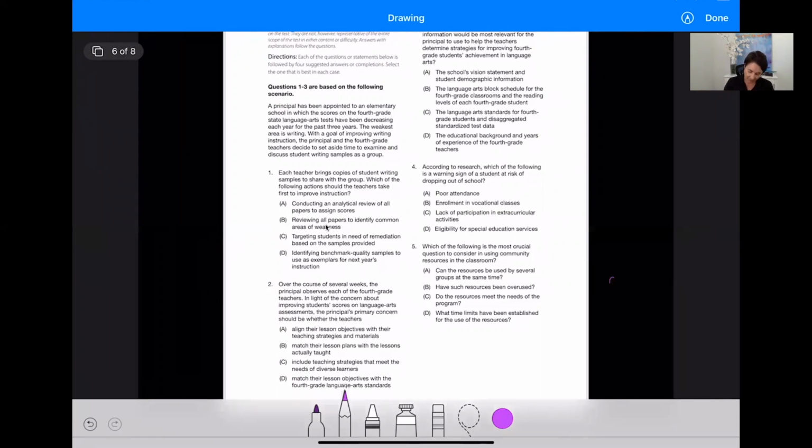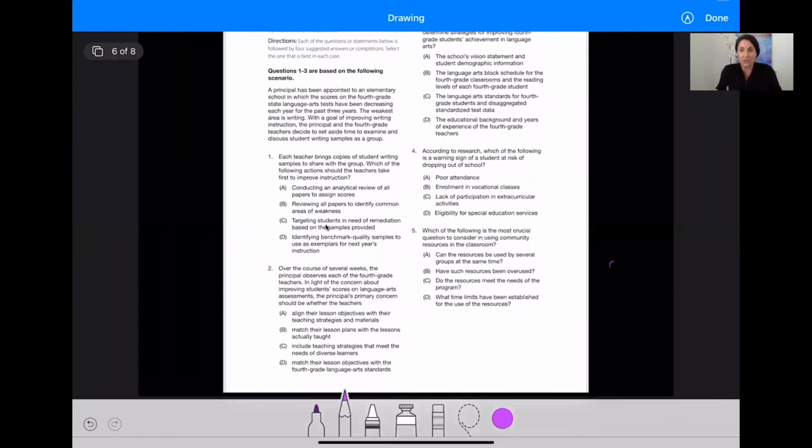Now, let me show you where the good words situation is really going to help you on this exam. Take a look at this particular thing here. It says questions 1 through 3 are based on the following scenario. And then they give you this big scenario here.